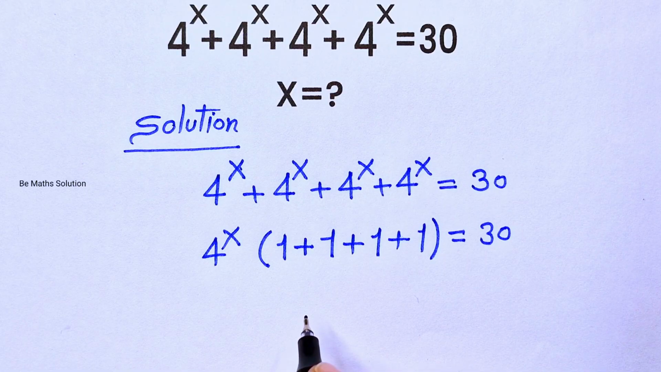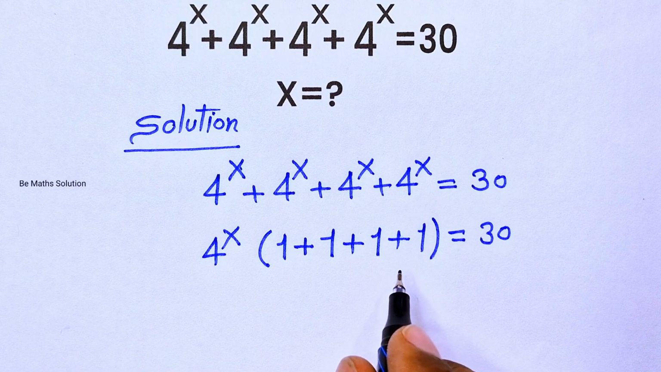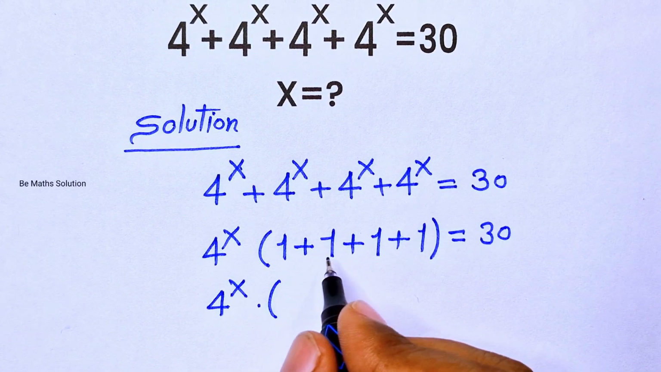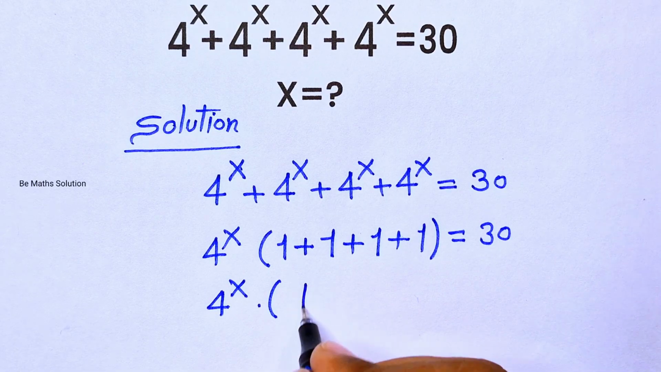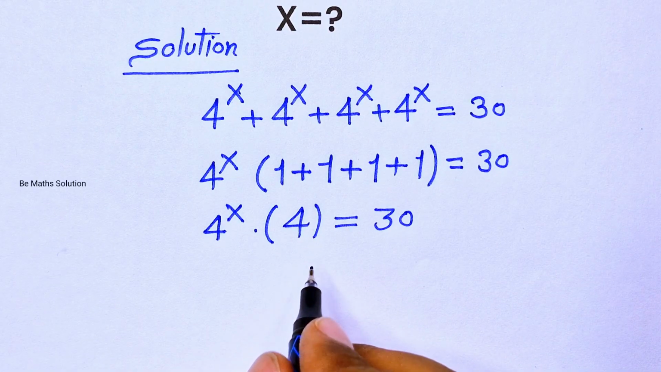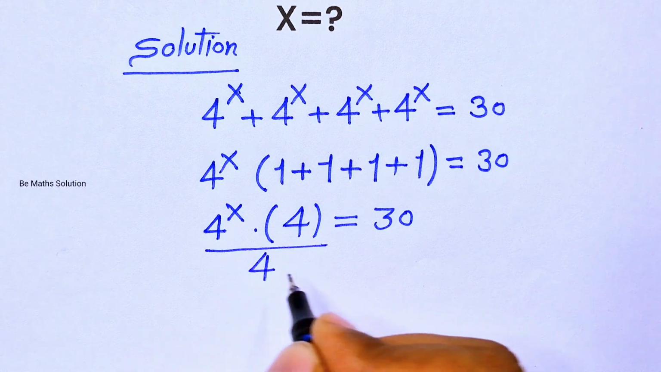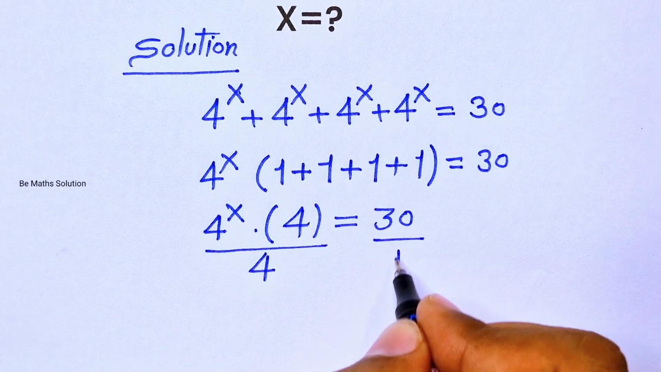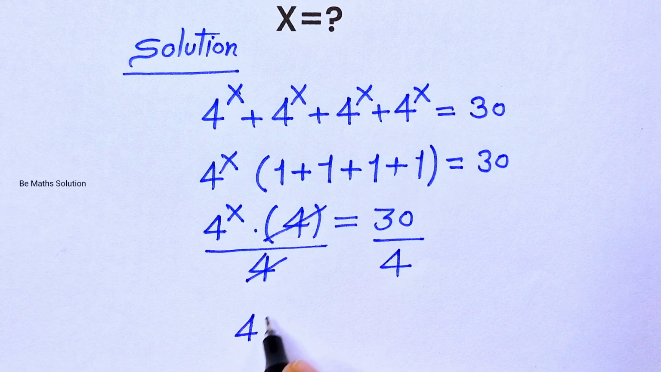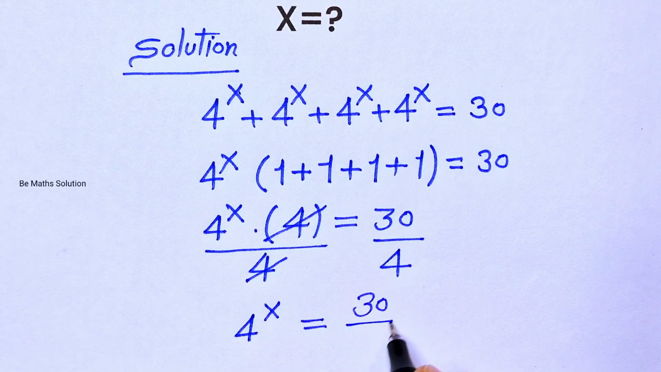You can easily see here there is 4 times 4 to the power x. So this is 4 to the power x times the bracket: 1 plus 1 plus 1 plus 1, which is 4. Then the bracket is equal to 30. Now at this moment, I divide both sides by 4. This 4 and this 4 are cancelled. So it will be 4 to the power x is equal to 30 divided by 4.